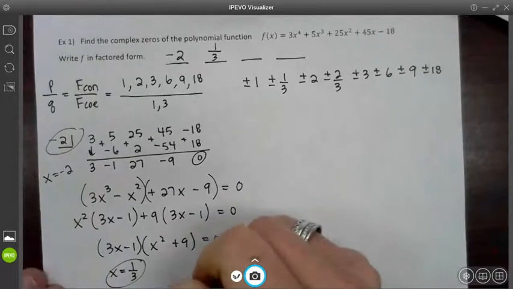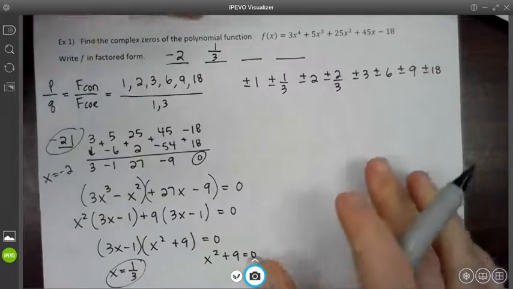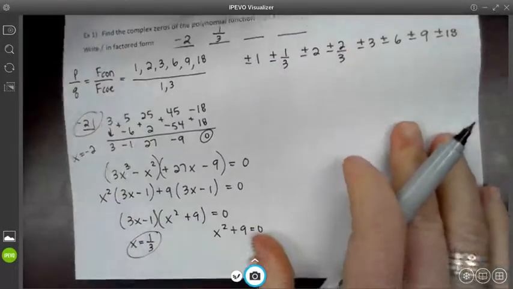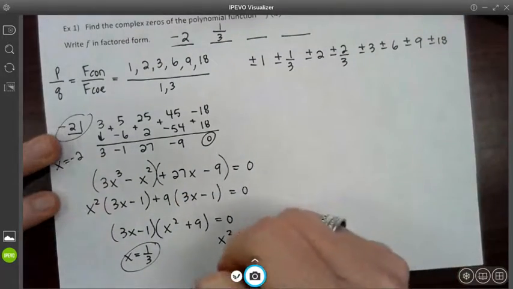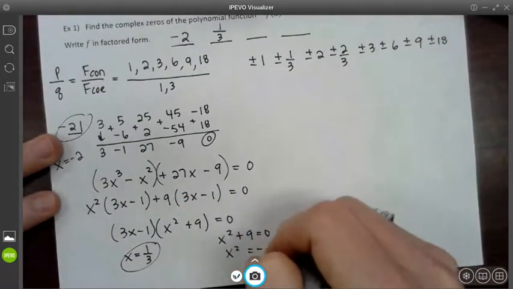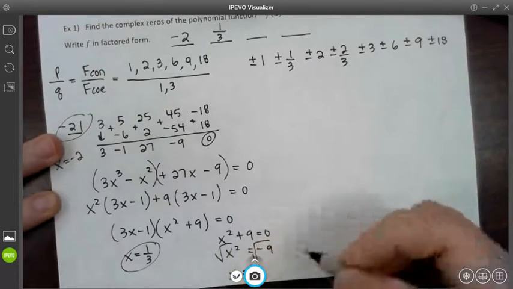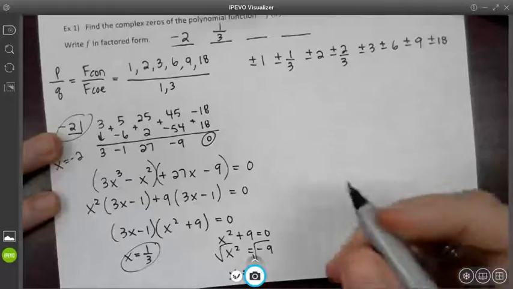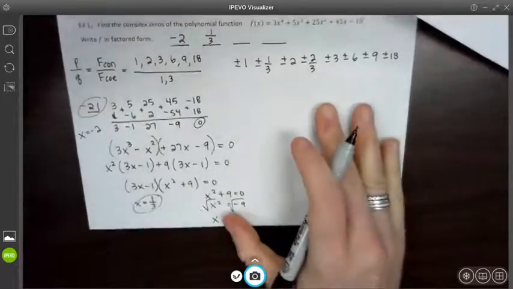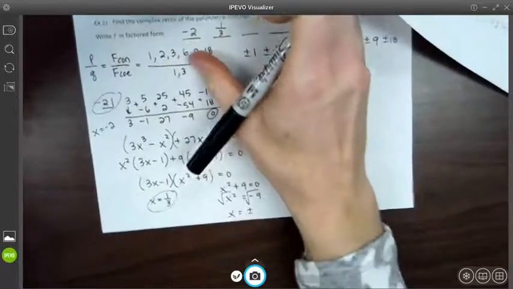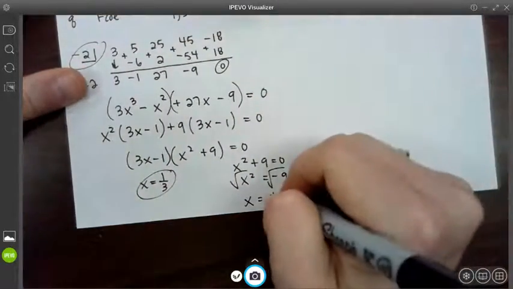So if I set x squared plus 9 equal to 0, I get x squared equals -9. Take the square root of both sides, and x will equal plus or minus the square root of -9, which is plus or minus 3i.